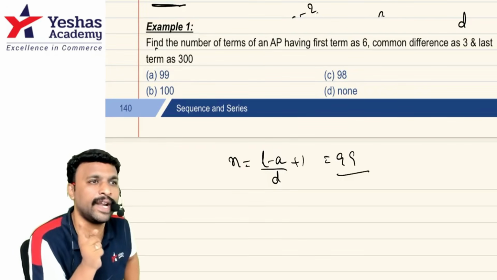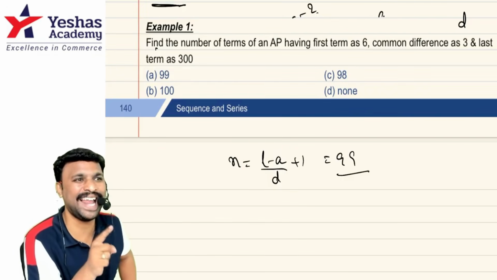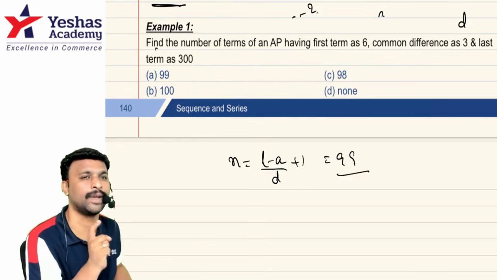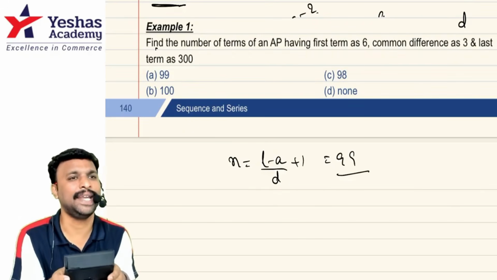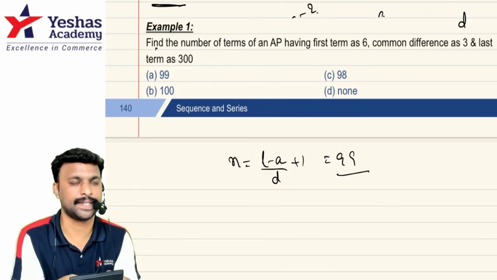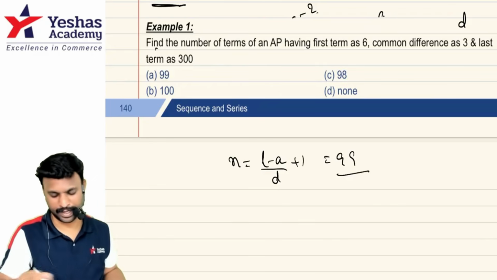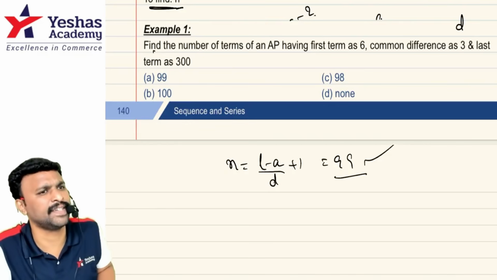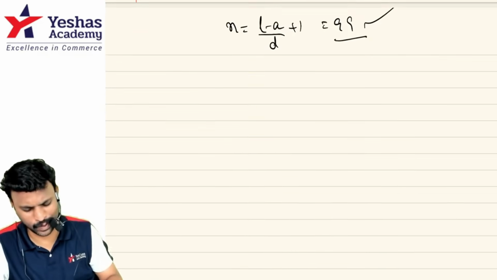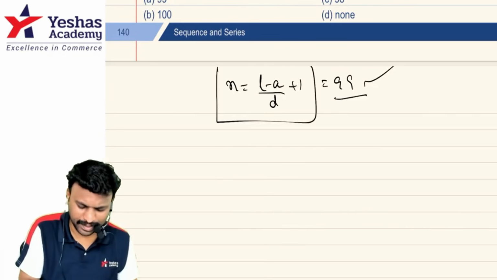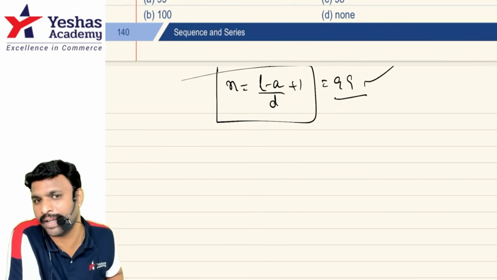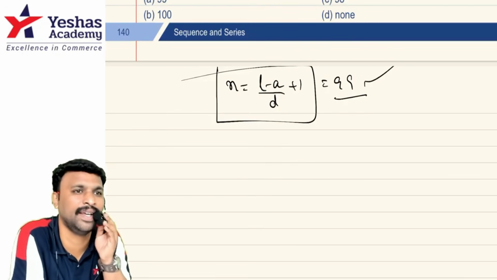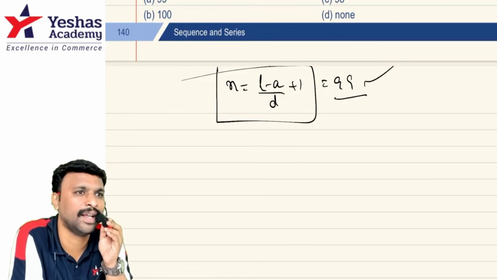So from now on, to find out n, this is what you should be doing. L minus A by D plus 1. What is L? Last term 300 minus A is 6 divided by D is 3 plus 1. How much is it? 99. Less than 5 seconds? Yes or no? Have you copied? This is to be used when n is asked by giving L and A and D. Clear? Everybody, respond.